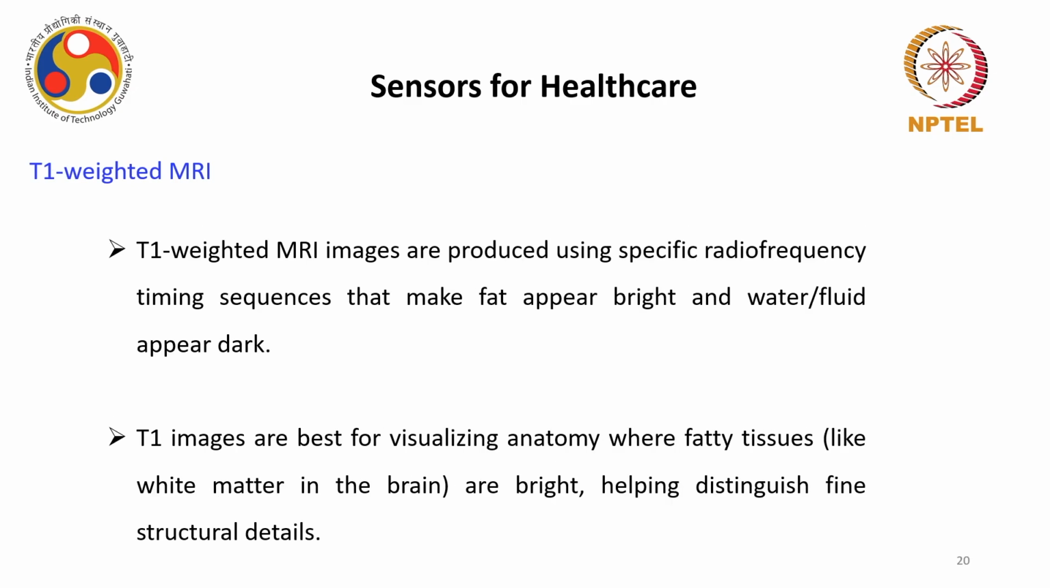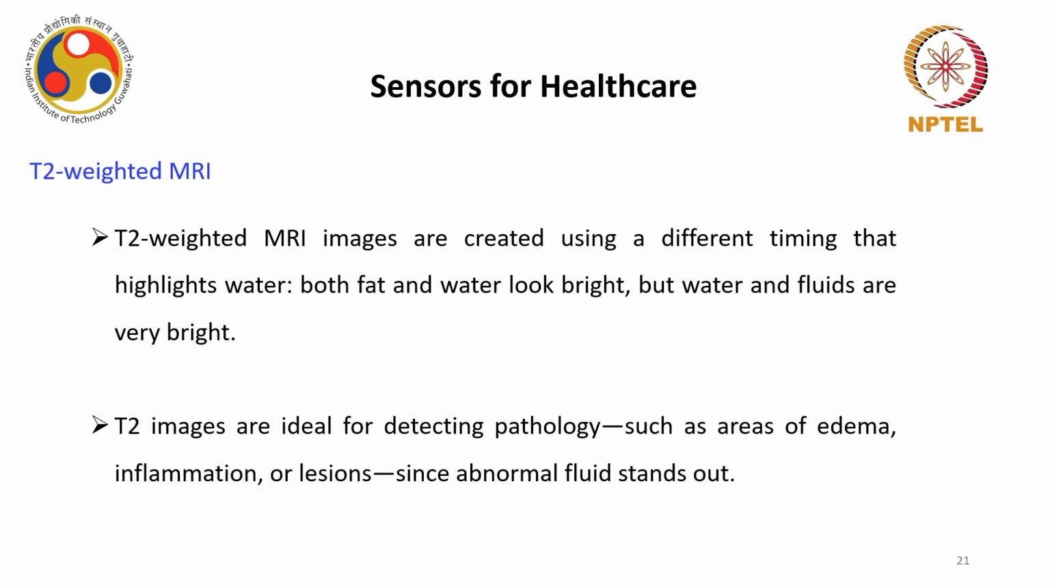Okay, in the T1 case, you have seen that fat only appears bright while water and fluid appear dark. But here in the case of T2 weighted MRI, both actually look bright, but water and fluid are actually very bright. Okay, so this type of image is ideal for detecting some pathological conditions, so that you can of course distinguish between the fluid and the fat, but at the same time fat is also highlighted. It is not dark, so it is also bright, but then the fluid images are brighter, so it stands out among the two.